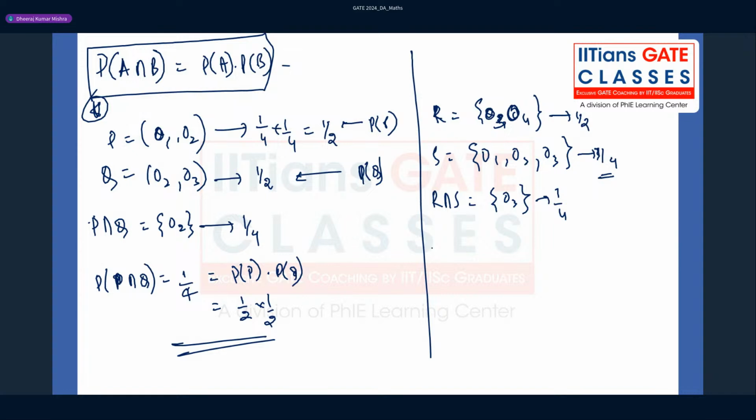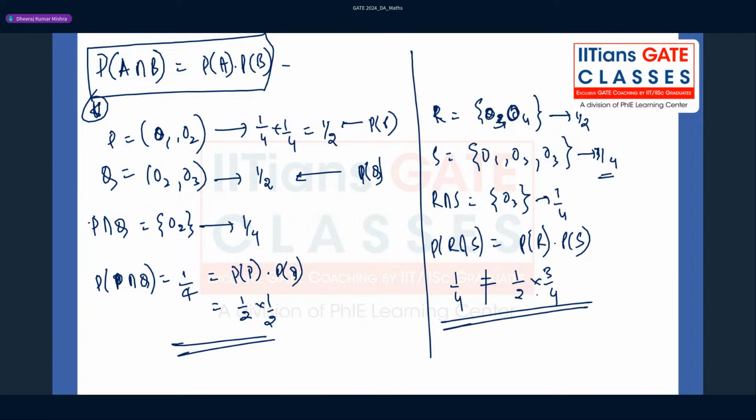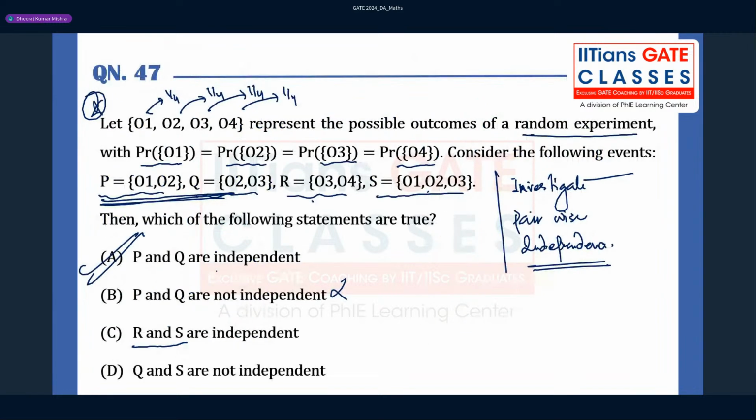If you try to find the probability of R intersection S, that must be equal to the probability of R times the probability of S. So this is 1/4 against 1/2 into 3/4. Since this is not equal, R and S are not independent. This is wrong, R and S are not independent. This option is gone directly.